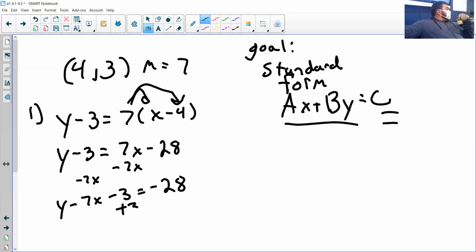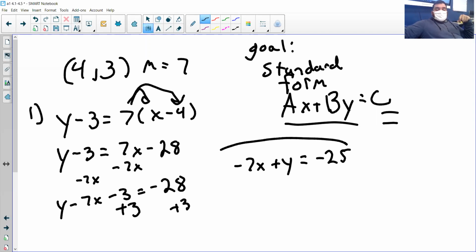All right, +3, +3. Good. So I'm gonna rewrite it as XY. So -7X plus Y equals -25. I did Y minus 7X. That's fine, but I'm just gonna write it in the proper order. If you wrote it in the improper order, that's okay. This was not a homework problem. It's a type of problem that could have been on the homework.